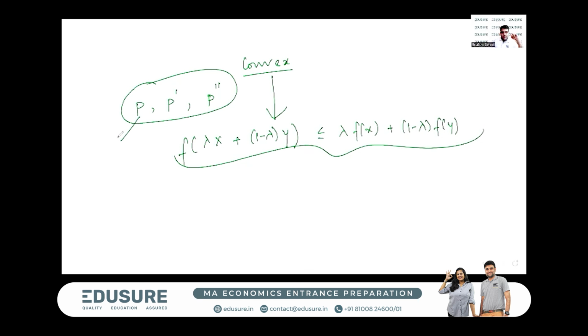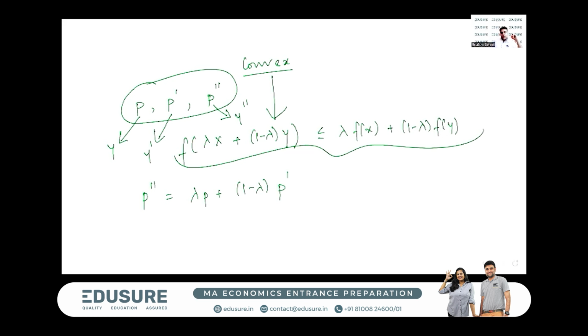P would be the price for output Y. P dash would be for output Y dash. And P double dash price would have a profit maximizing output of Y double dash. Okay. And let P double dash be equal to lambda P plus (1 minus lambda) P dash. So P double dash is nothing but a convex combination of the two.